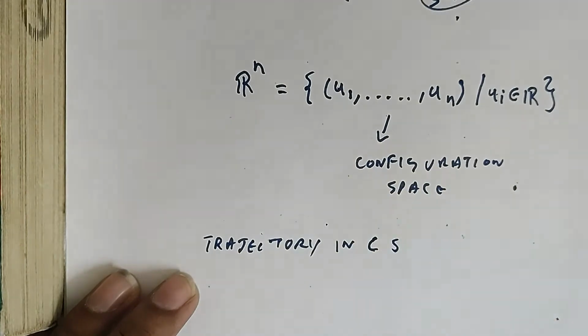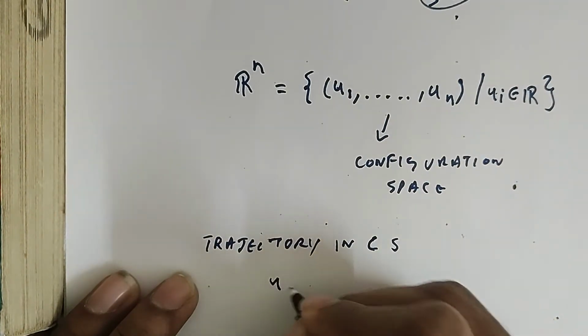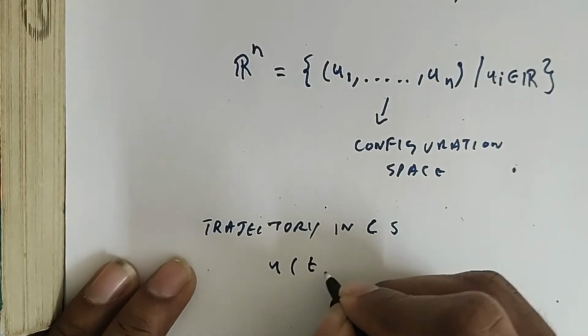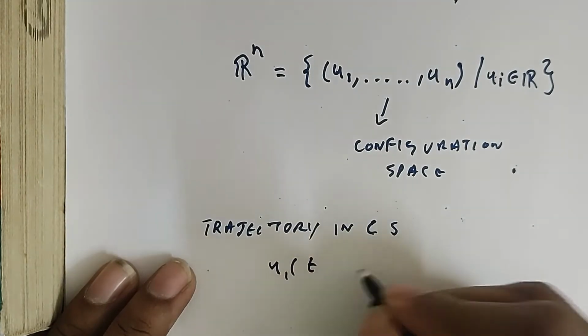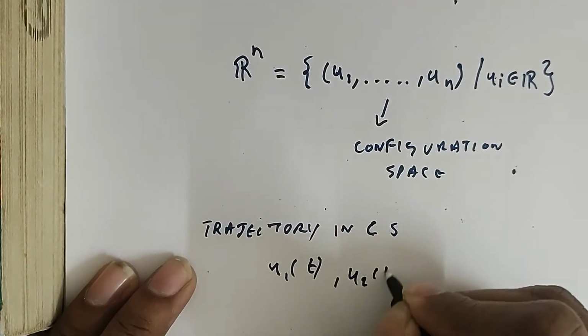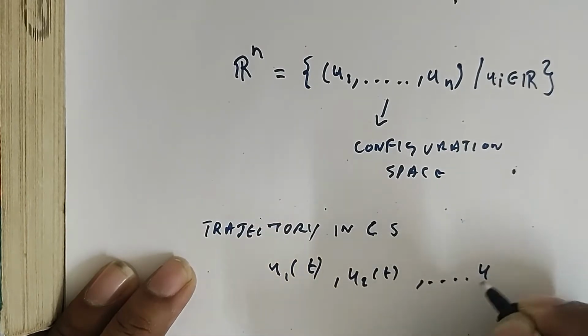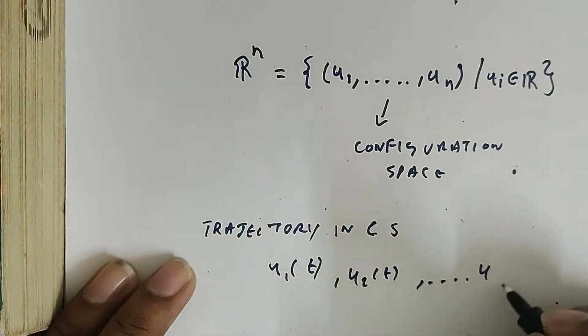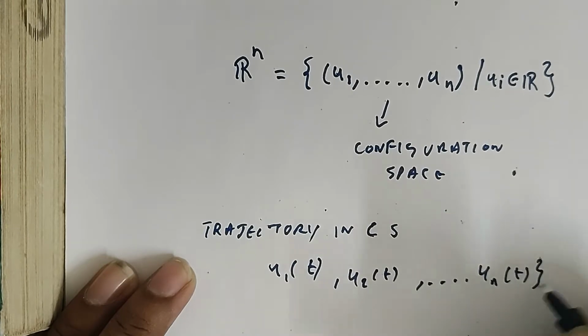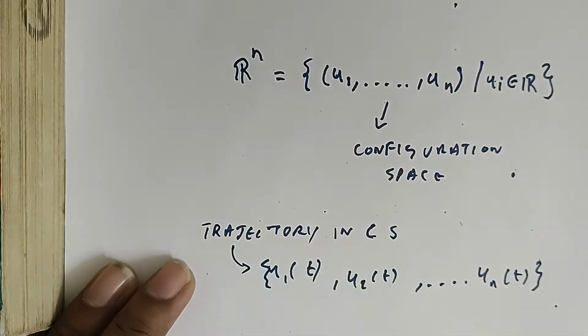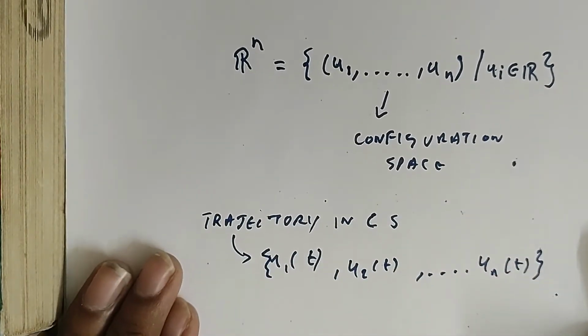I just wrote CS for configuration space, is given by u1(t), u2(t). You see, there is a time dependence coming into the picture. This gives me the trajectory in the configuration space.